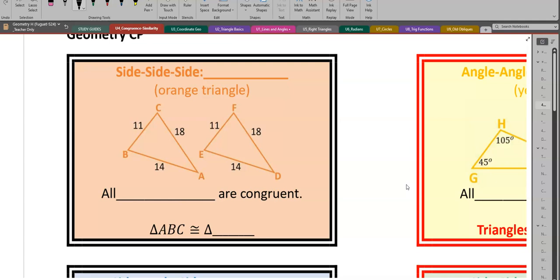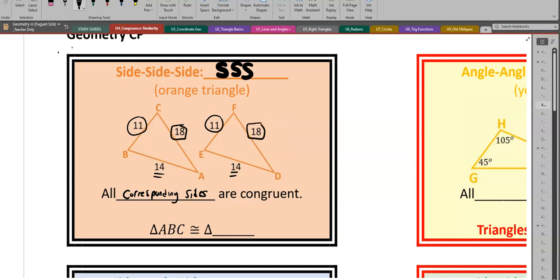So the first one was our orange triangle, which we are going to call now the side-side-side triangles, or SSS. Now, for those triangles, what we need to know is that all corresponding sides are congruent. In fact, let's write that in there. All corresponding sides are congruent. So in this case, we're actually looking at the 11 and the 11. Then we have our 14 and our 14. And lastly, we have our 18 and our 18.